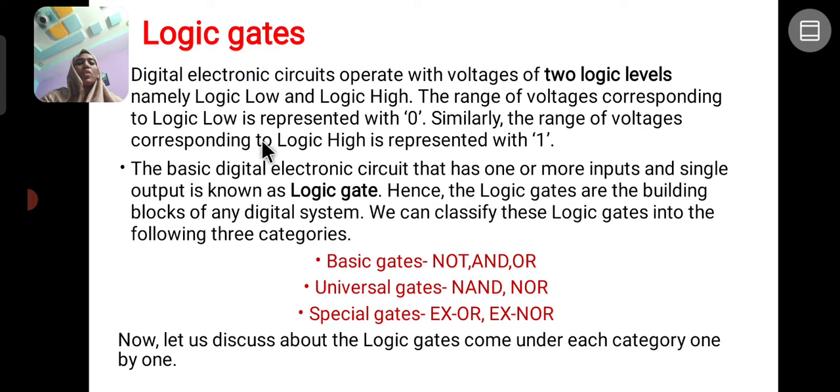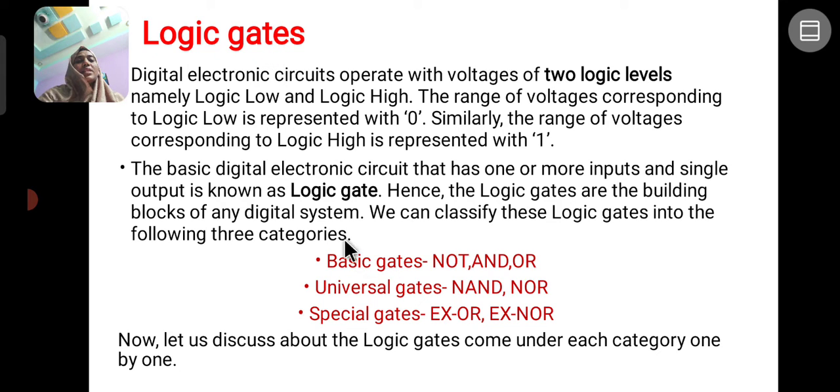So logic 0 is 0 and logic 1 is 1. The basic digital electronic circuit that has one or more inputs and a single output is known as a logic gate. Except for the NOT gate, all the remaining gates have more than one input. So for the AND gate, OR gate, NAND gate, NOR gate, XOR gate and XNOR gate, we have more than one input and only one output.